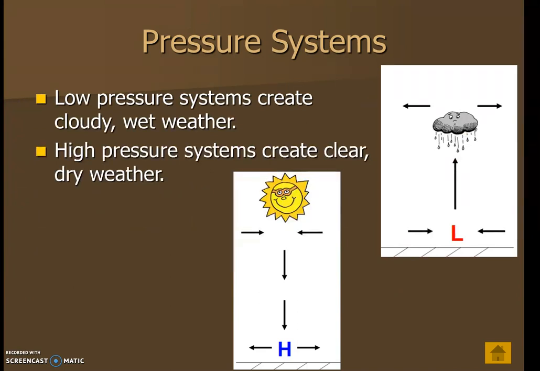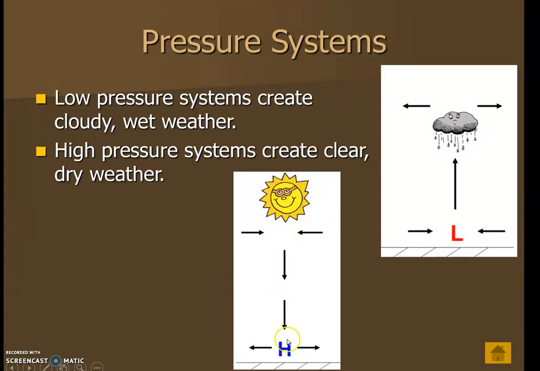So the air pressure also causes different weather systems. First we have a low pressure system. This creates cloudy, wet weather. That's because when the air doesn't have very much pressure, it's light and it rises easily. As that air rises, the molecules condense and form clouds, and we get rainy weather because with low pressure, the air is light and rises.